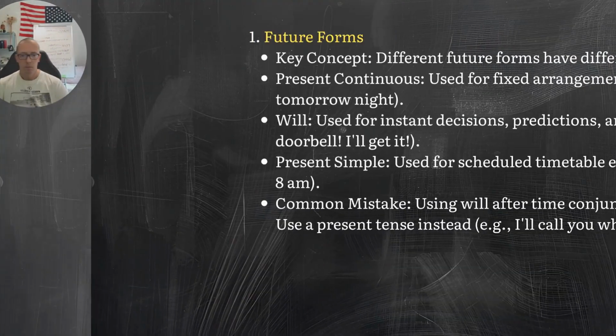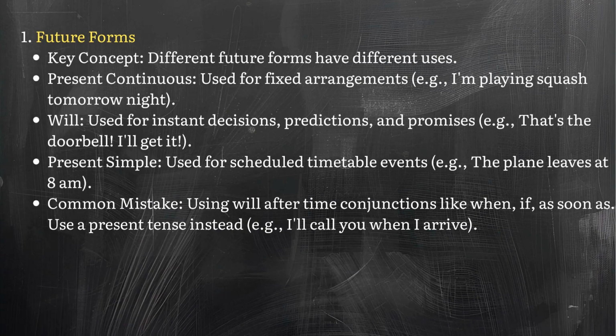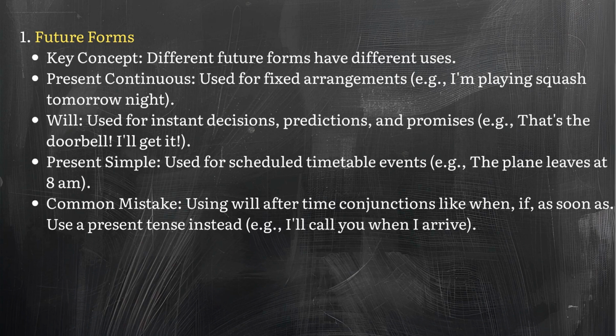Let's go. When talking about the future in English, it's important to choose the right tense. Use the present continuous, like, I am meeting friends later, for fixed arrangements that are already planned. Use will for instant decisions or promises, such as, I'll answer the phone. And use the present simple for scheduled events that are on a timetable, like, the train departs at 6.